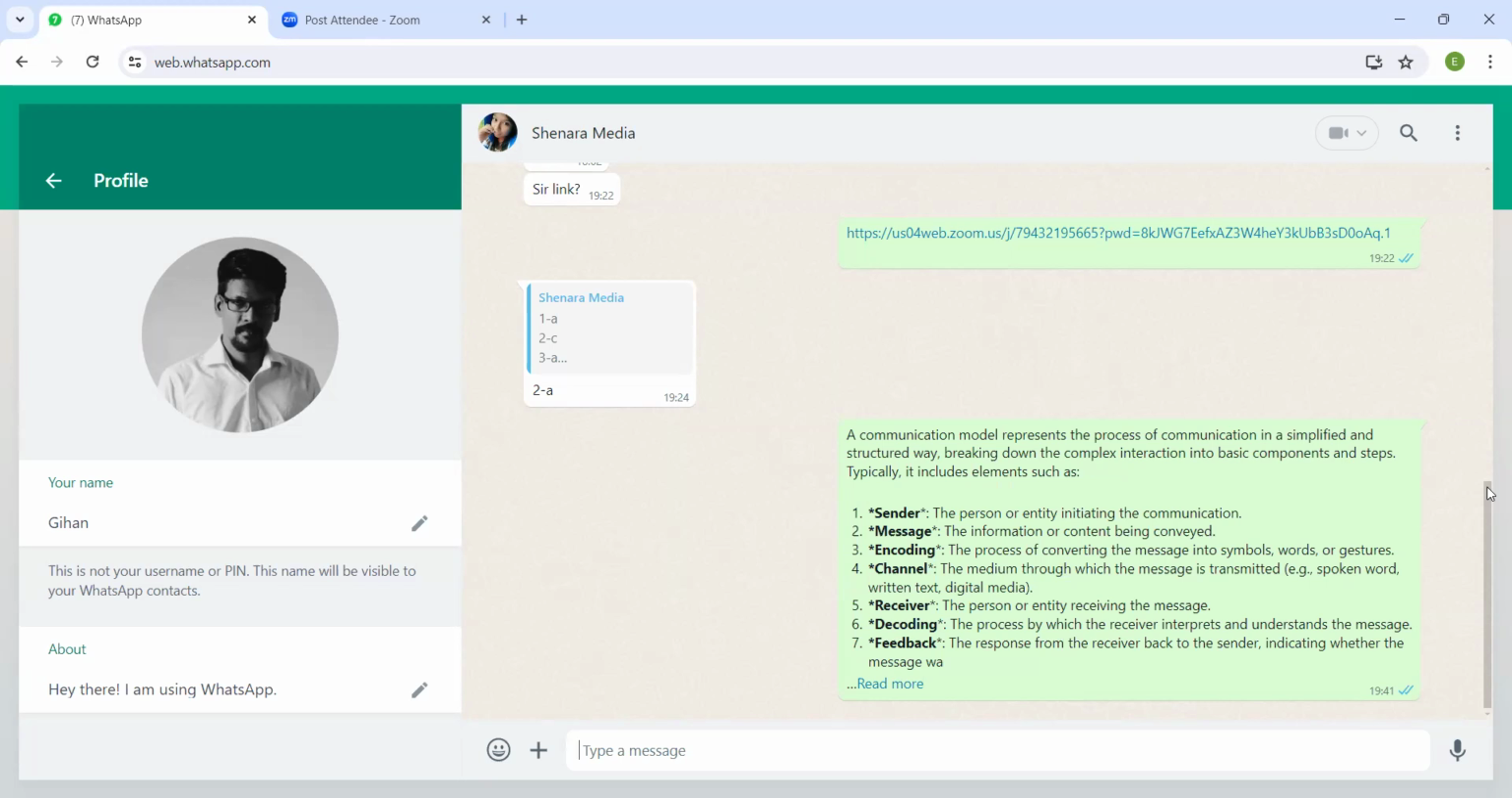Receiver, the person or entity receiving the message. Decoding, the process by which the receiver interprets and understands the message. Feedback, the response from the receiver back to the sender indicating whether the message was understood. Noise, any interference or obstacles that might distort or block the message during transmission. By outlining these key elements and their interactions, communication models help us understand and analyze how information is exchanged and where potential breakdowns or improvements can occur. That's the meaning of the condensed manner. We'll go to the question again.